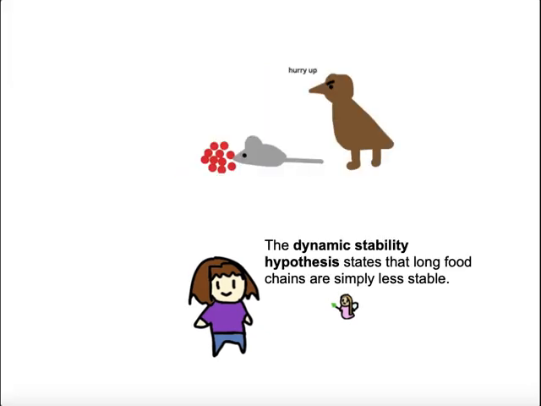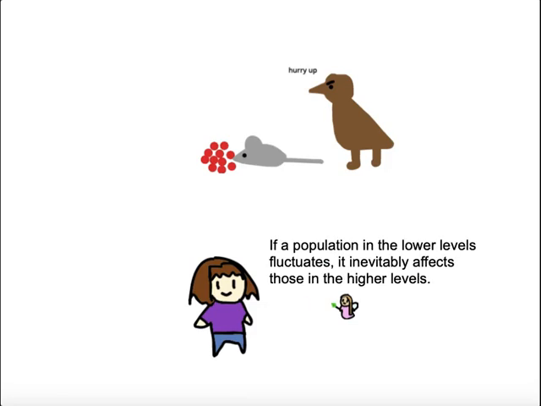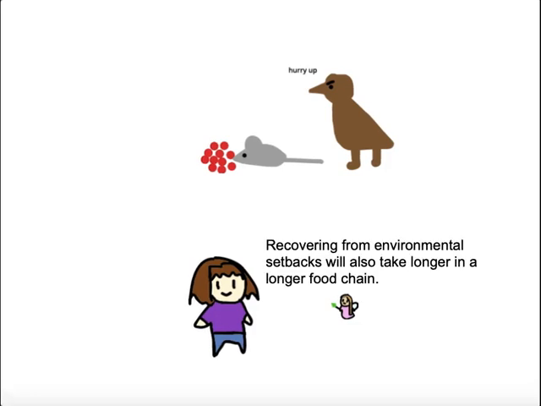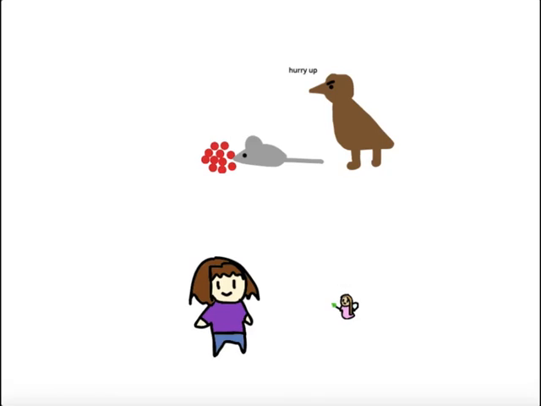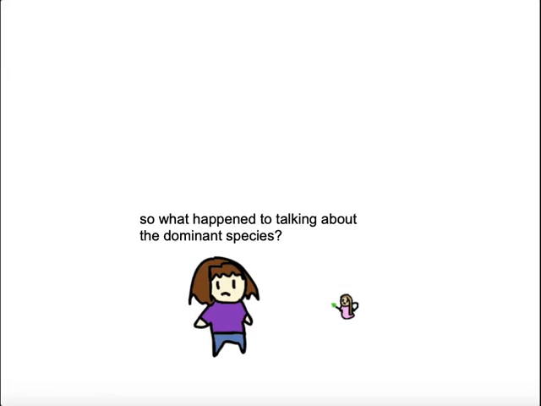The dynamic stability hypothesis states that long food chains are simply less stable. If a population in the lower levels fluctuates, it inevitably affects those in the higher levels. Recovering from environmental setbacks will also take longer in a longer food chain, though most evidence points to the energetic hypothesis. So what happened to talking about the dominant species?